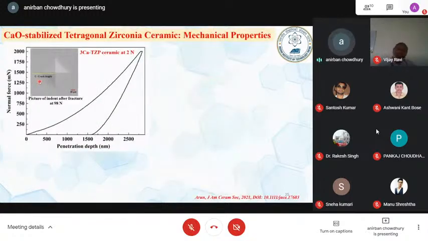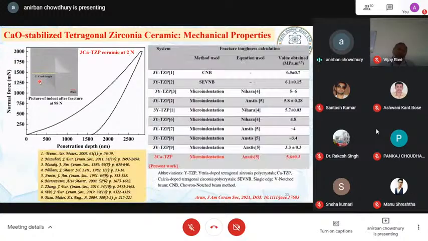Okay, mechanical properties we studied, and the first thing is the fracture toughness. The fracture toughness we measured with microindentation. We found 5.6 MPa root meter for the 3CATZP, as we are calling it, 3 calcia doped zirconia ceramic, and that is very much similar, if not better, compared with the previous reports. The reports are listed here for the last 40 years. What are we comparing it with? Always 3Y.